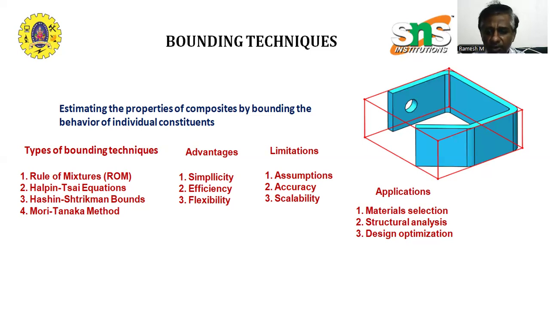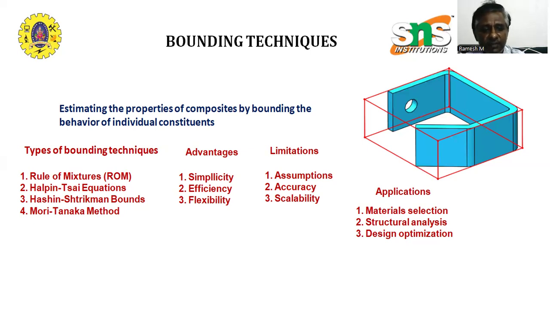The other one is called the Mori-Tanaka method. It's a mean field method that estimates the elastic properties of composites by considering the fiber-matrix interaction. It accounts for the effect of fiber orientation as well as the volume fraction on composite materials. It is also more accurate than the rule of mixtures and Halpin-Tsai, but it requires more computational effort, like the Hashin-Shtrikman bounds.